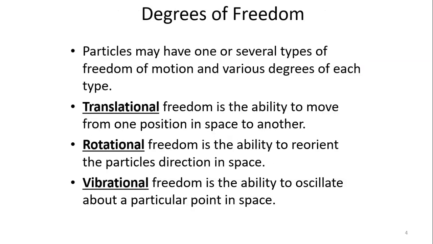There are several types of motion, and we call these the degrees of freedom. We have the translational freedom, which is the ability to move from one position to another. We have rotational degree of freedom, which is the ability to reorient the particle's direction in space. It'd be kind of like spinning around. And vibrational freedom would be the ability to oscillate about a particular point in space. We mentioned that sometimes chemical bonds, for example, have a bit of a spring action to them. And in the same way, molecules might interact with each other, but they may have a little bit where they come a little closer, a little farther away, kind of like a spring action.